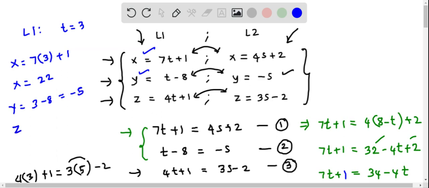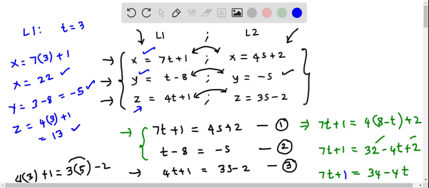And finally into the z equation. So we plug in t equal to 3. Therefore this becomes 4 times t, which is 3, plus 1, and this gives 4 times 3 is 12, 12 plus 1 is 13. So we got the values of x, y, that is negative 5, and z, which is 13.